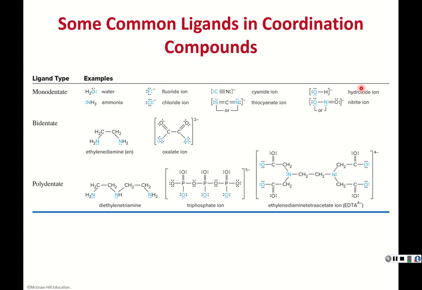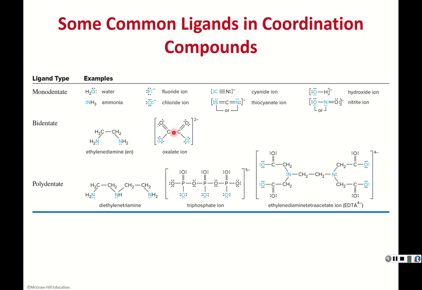Nitrite or thiocyanate are monodentate, but there's a choice between which atom will be the donor. So those are maybe a little bit more complex, because you can bond to the metal through the oxygen or the nitrogen here, or sulfur and nitrogen in thiocyanate. But typically monodentate ligands are pretty simple.